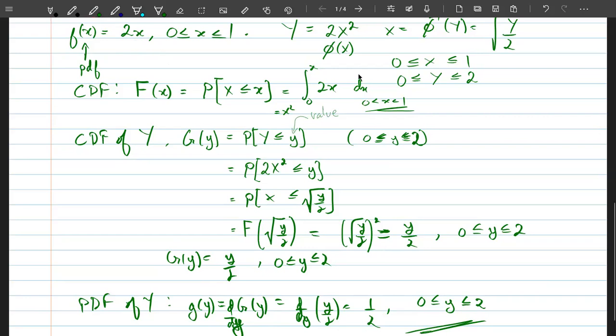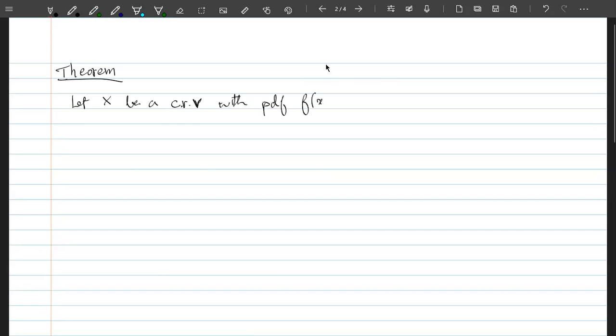So let's look at that in general. Let x be a continuous random variable with PDF f of x, and let y equals phi of x, where phi is a monotonic function.